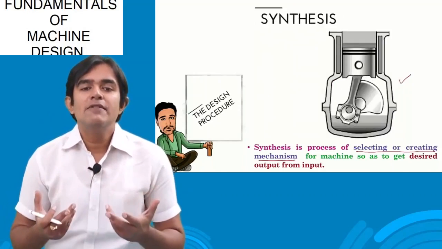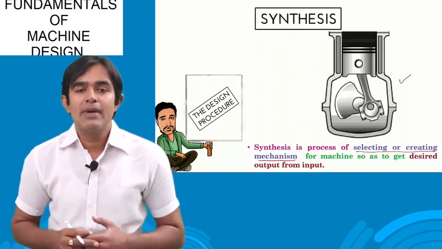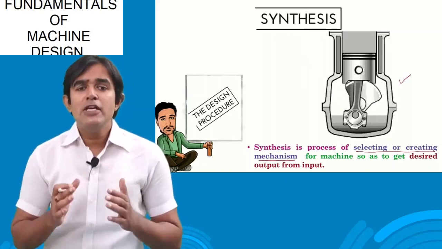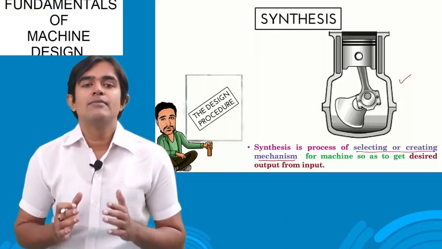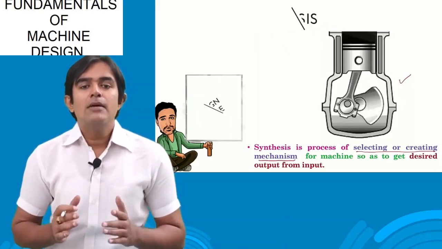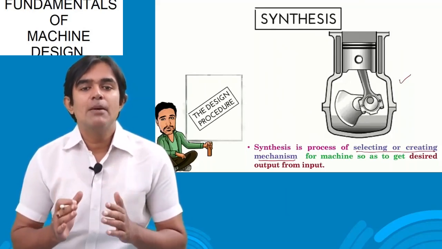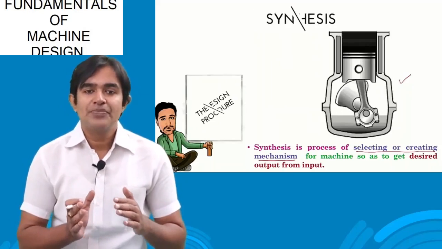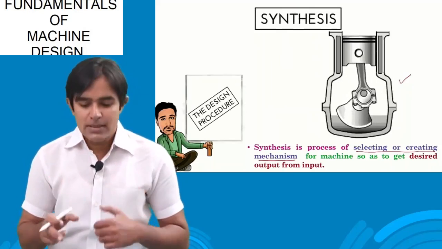Next thing I need to give is the motion to that mechanism. So that is called synthesis. Synthesis is a very crucial step of design procedure, because if the mechanism is not provided in a proper manner, the functioning of the whole machine will go wrong. Let us proceed with the third step.